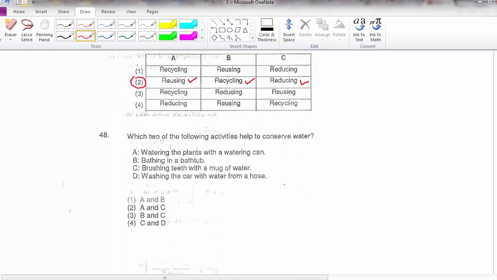So 48, which of the following activities help to conserve water? Watering the plants with a watering can, does it help to conserve? Yep, instead of using like a hose or all those things. Bathing in the bathtub, obviously not. Bathtub, you use a lot of water. Brushing teeth with a mug of water, yep, instead of letting the tap run. Washing the car with water from a hose, nope. Okay, so using a hose, obviously you tend to waste water. So A and C.